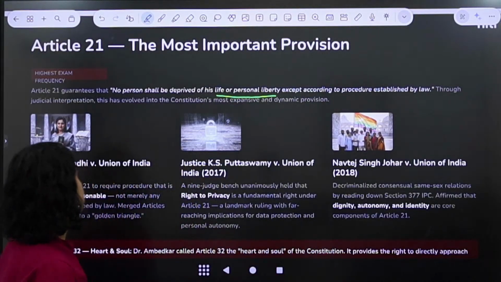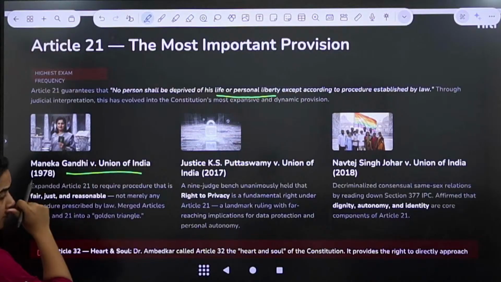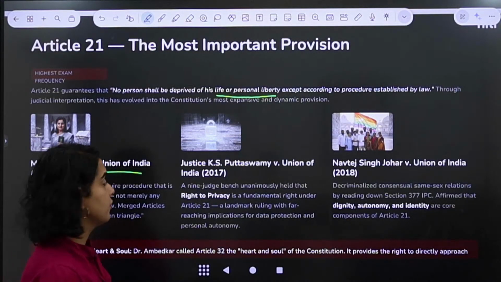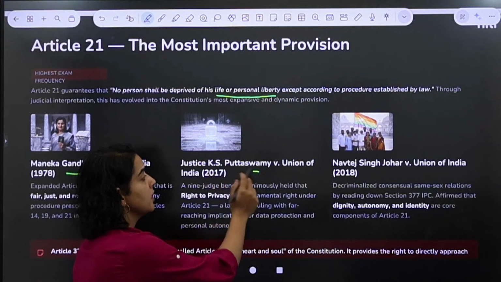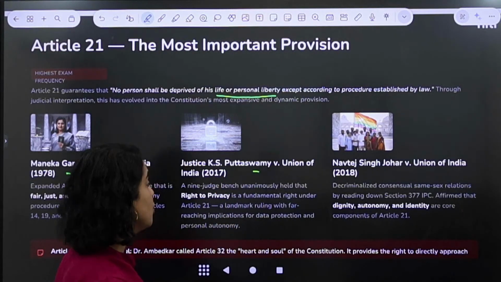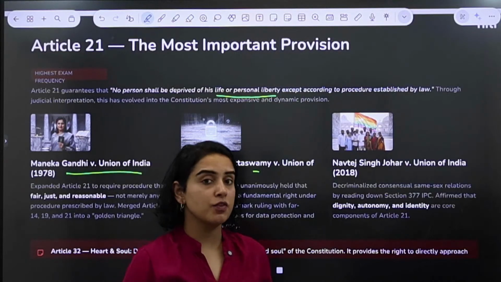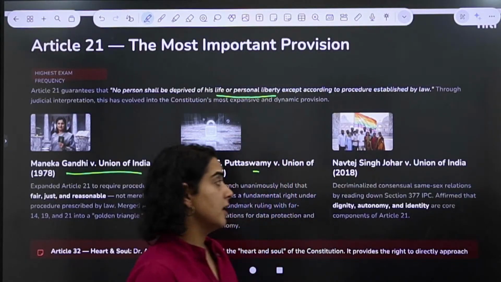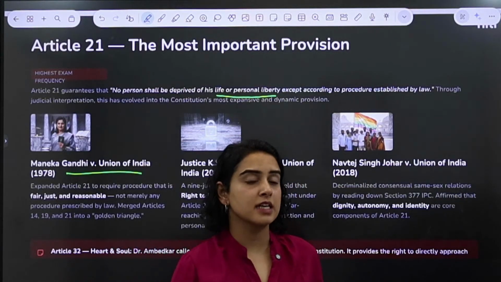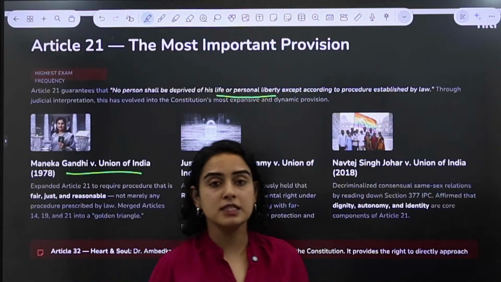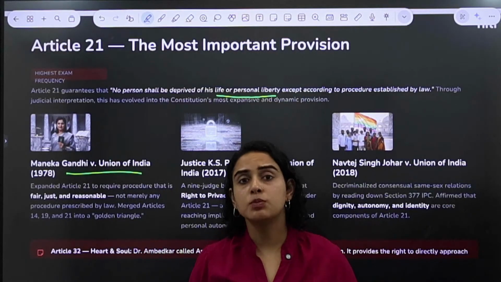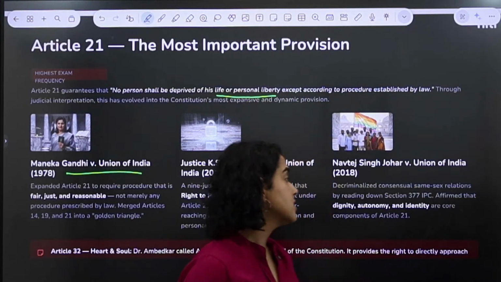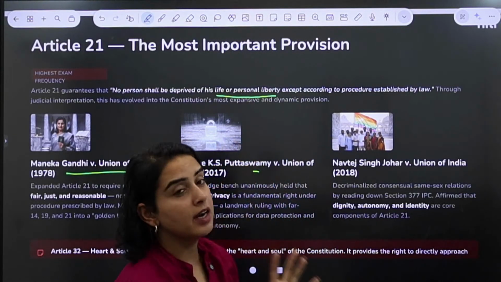For example, in Menaka Gandhi versus Union of India, right to travel abroad was recognized as part of a fundamental right. In K.S. Puttaswamy versus Union of India, right to privacy was recognized as part of Article 21, right? Navtej Singh Johar versus Union of India, right to dignity was recognized as part of Article 21. And this way, there are thousands of more judgments where these rights have been recognized, and all of these are part of Article 21.